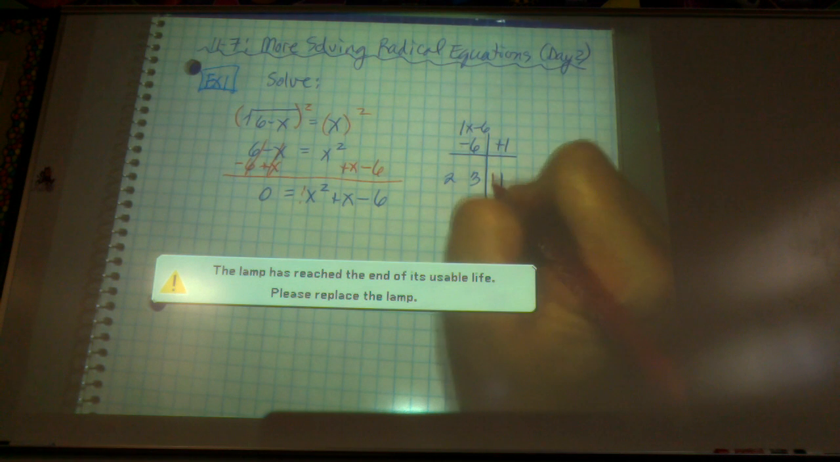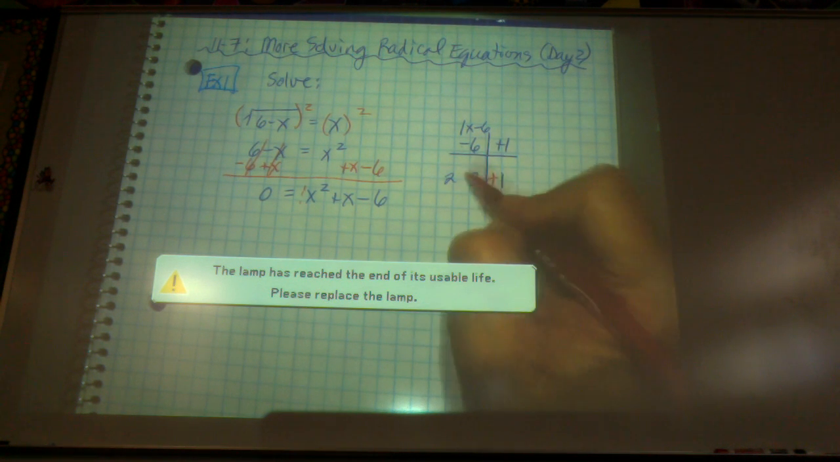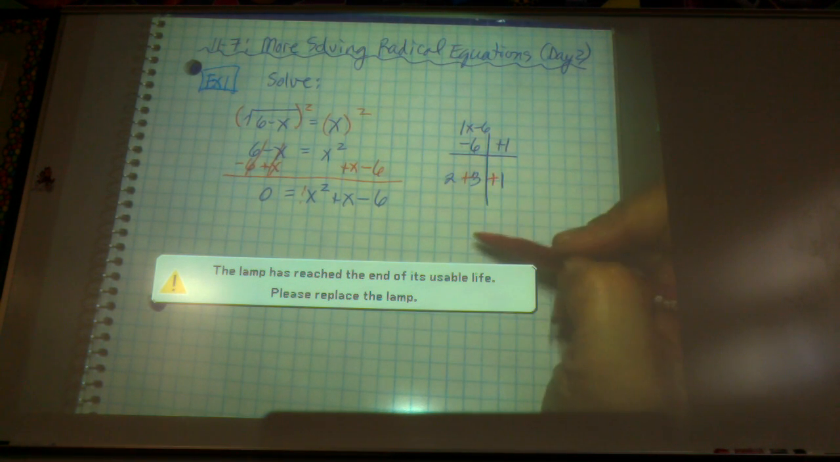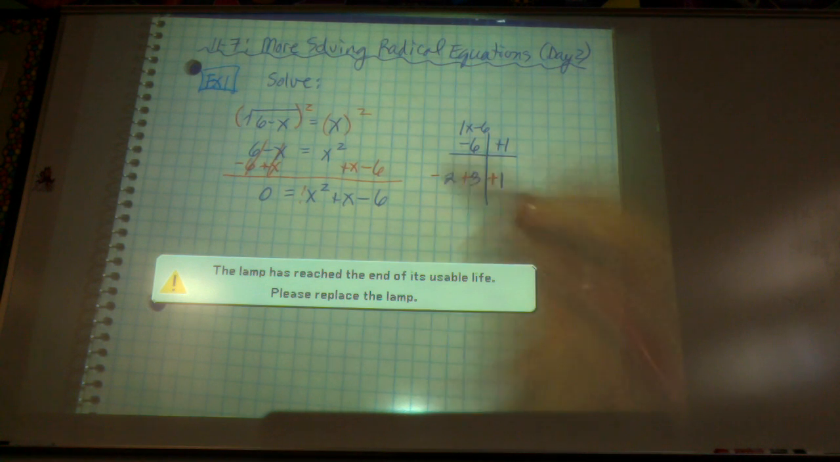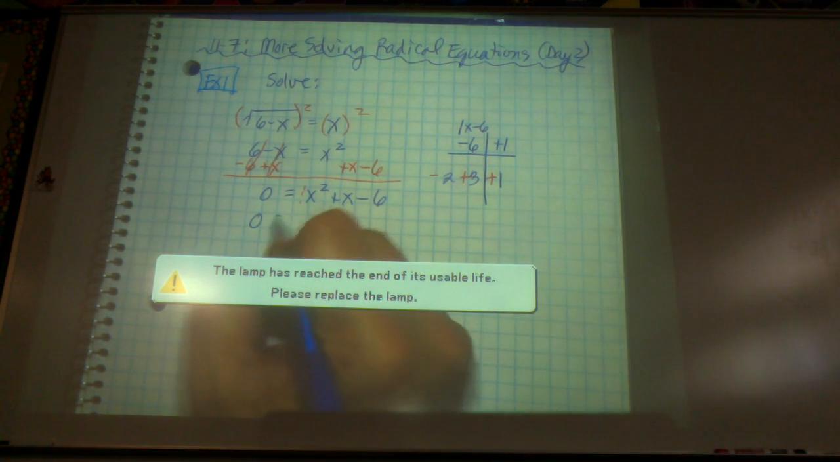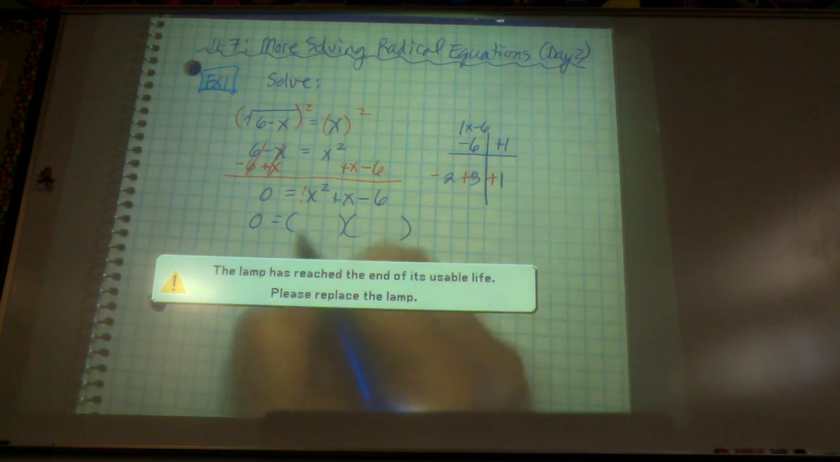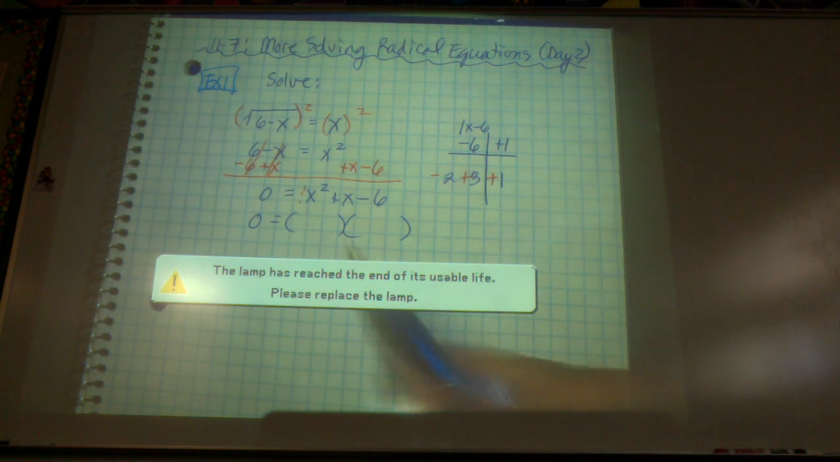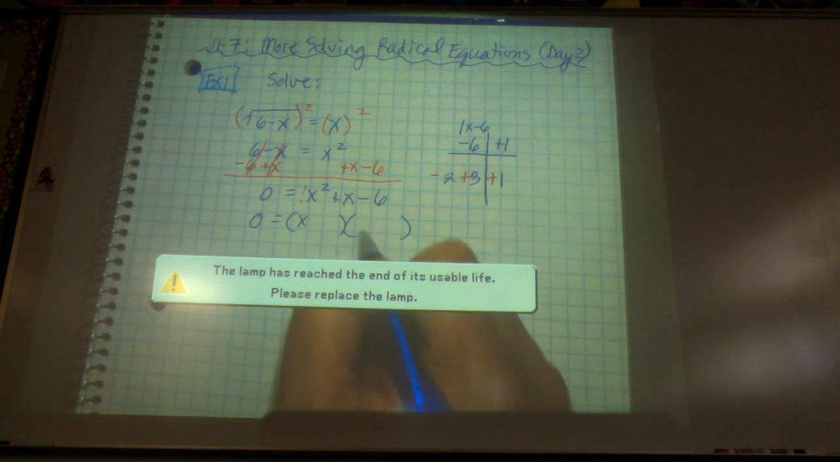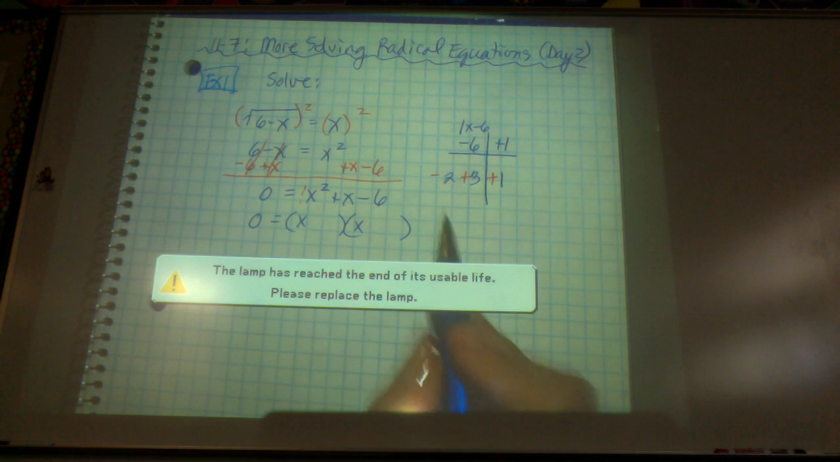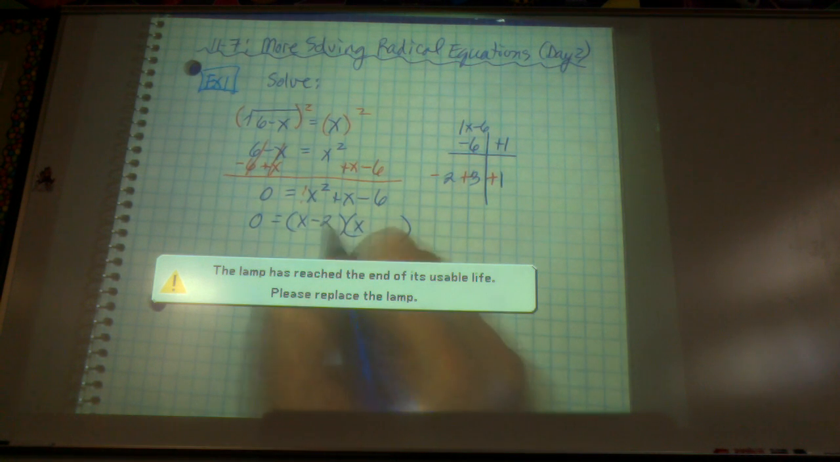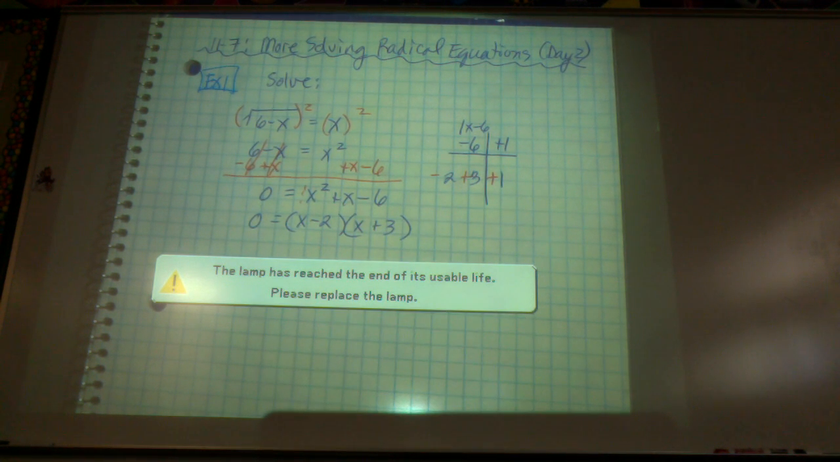My 1 is positive, so the bigger of these two gets the plus sign. What does the 2 have to be? Negative. So then I got 0 equals. I can use my shortcut instead of group and garbage. The x squared becomes x and x. And then can't I put minus 2 and plus 3? I told you factoring was never going to go away. Here it is. Now what do you do to solve for x?